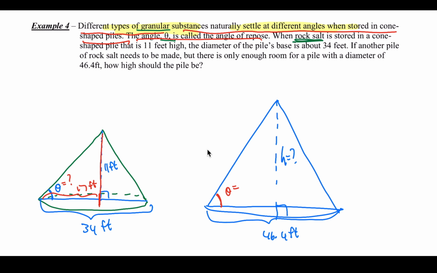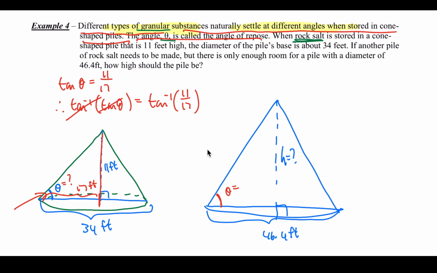If I'm looking from the perspective of angle theta, I have an opposite over adjacent situation. I know the opposite side and I know the adjacent side. So I can say the tangent of theta is 11 over 17. And then you can take the inverse of both sides, which means tan inverse of tan theta. Again, you don't have to write this, I'm just doing it to be explicit. These cancel each other out because they're inverse operations.